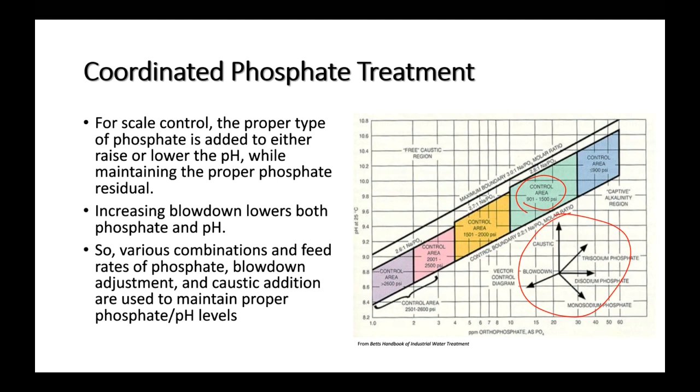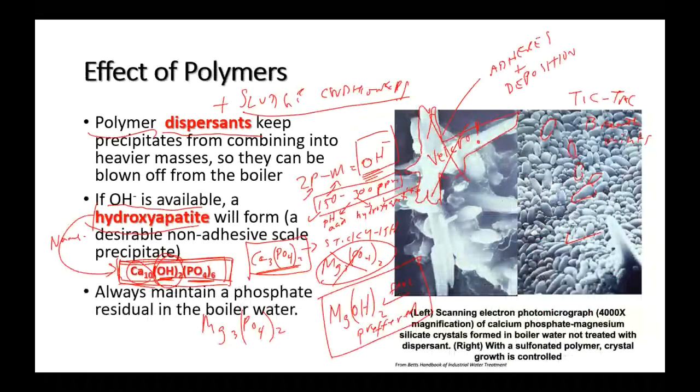You should know that some phosphates will increase your pH by increasing OH concentration in the water. You should know that certain phosphates consume OH in the water, and you should know that certain phosphates have a neutral effect on the OH in the water.